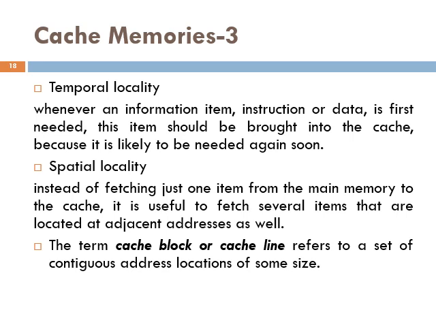Temporal locality suggests that whenever an information item, instruction or data, is first needed, this item should be brought into the cache because it is likely to be needed again soon. Spatial locality suggests that instead of fetching just one item from main memory to the cache, it is useful to fetch several items that are located at adjacent addresses as well. The term cache block or cache line refers to a set of contiguous address locations of the same size.